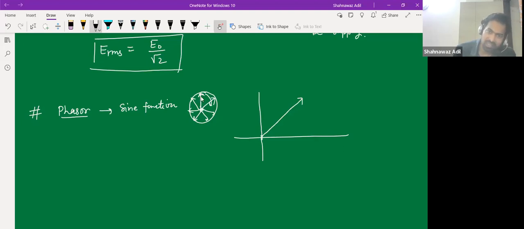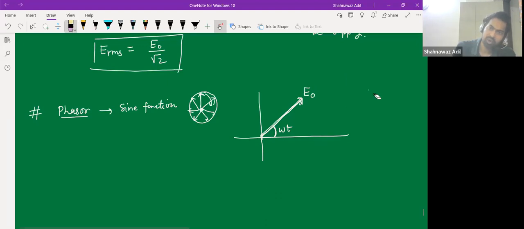This is exactly the same thing here. We had an AC supply, and this was the peak voltage. The length of this vector corresponds to the peak voltage, its magnitude, and the angle was omega t. Similar to this rotating vector, you have this rotating vector in different positions. So this is just a geometrical representation of the AC supply.